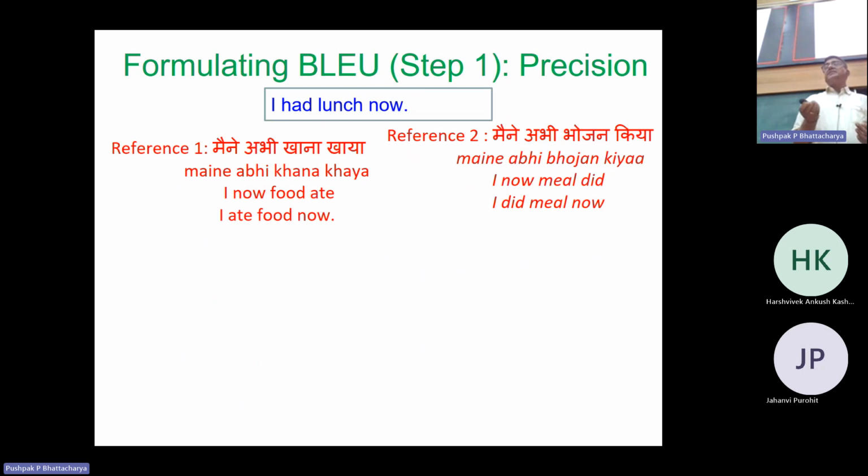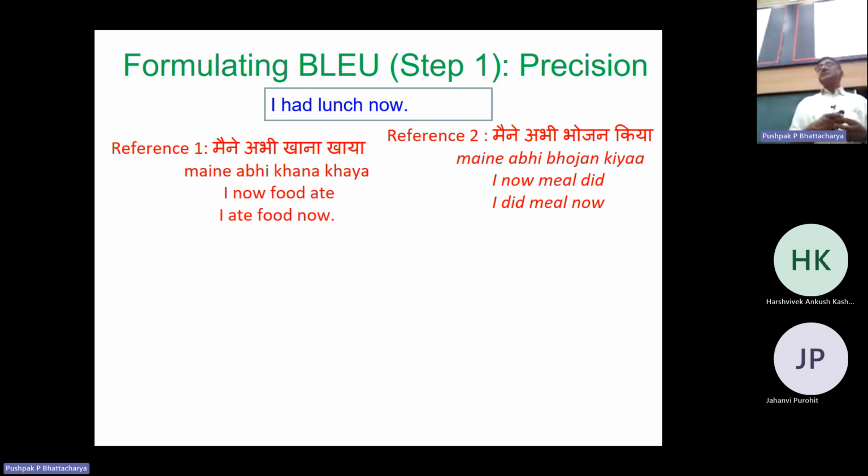Typically, in reference, we try to have more than one translation, okay, because the same sentence can be translated in multiple ways in the target language. And if it is an Indian language, you have a lot of freedom with respect to word order at least. Okay, मैंने अभी खाना खाया, अभी मैंने खाना खाया. Okay, खाना मैंने अभी खाया. All these variations are possible.